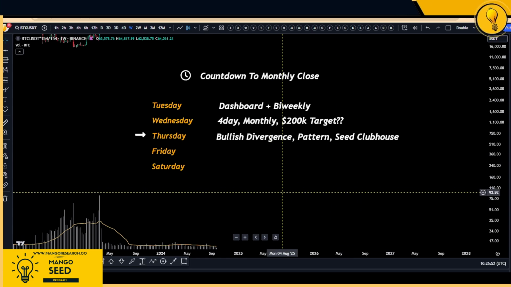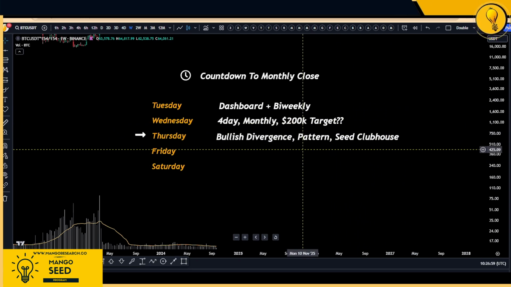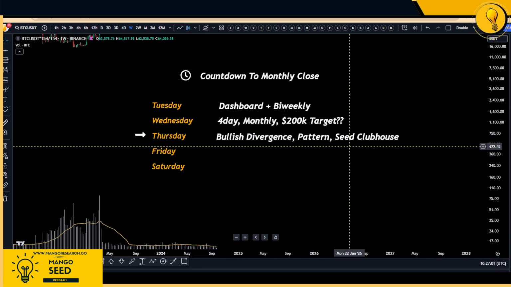Today, we do have some developments on the mid time frames. Bullish divergence detected on the dashboard. We're also going to talk about what that means for the low time frame pattern.